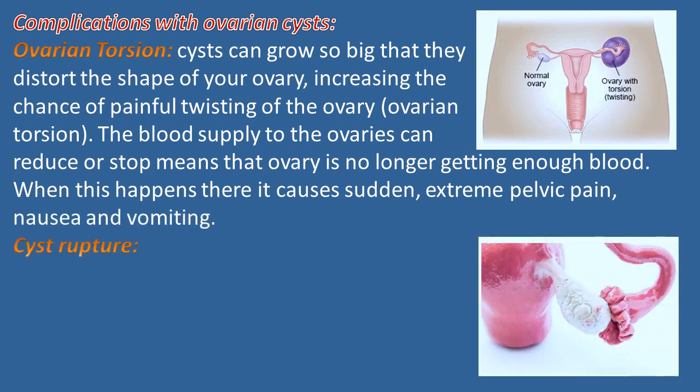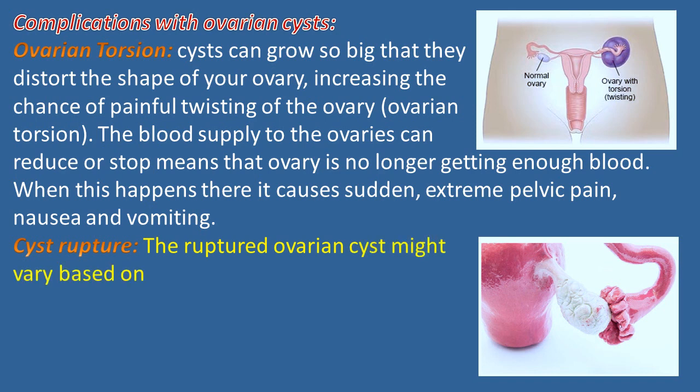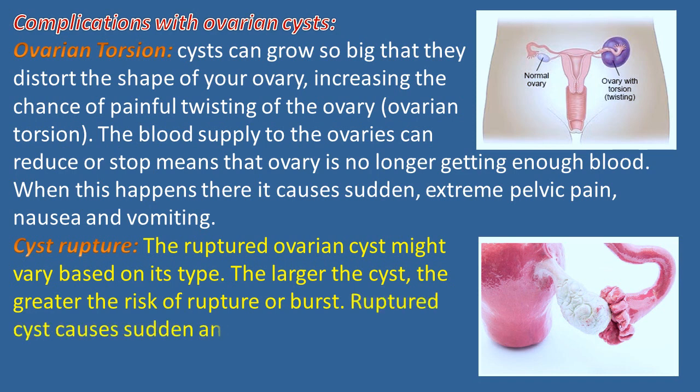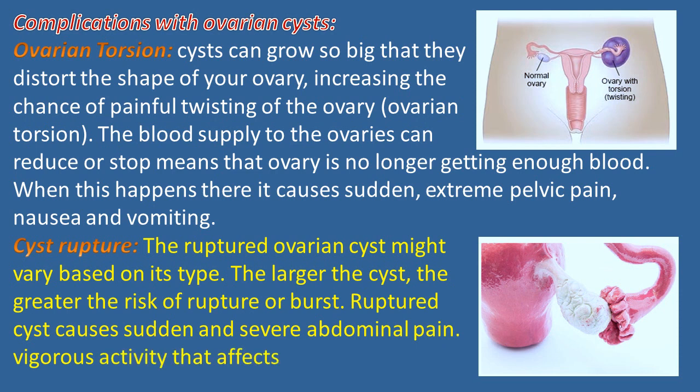Cyst rupture. A ruptured ovarian cyst might vary based on its type. The larger the cyst, the greater the risk of rupture or burst. A ruptured cyst causes sudden and severe abdominal pain. Vigorous activity that affects the pelvis, such as vaginal sex, also increases the risk of rupture.